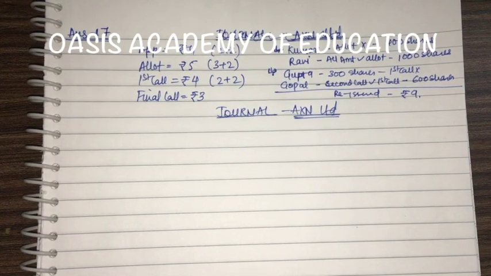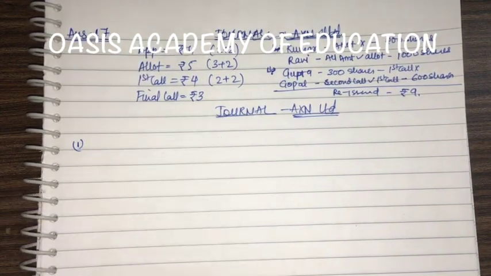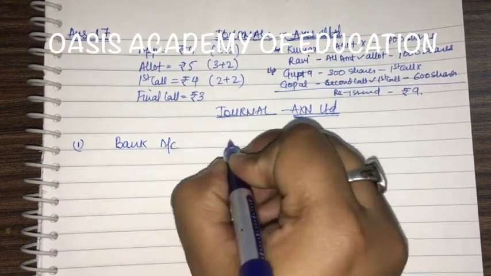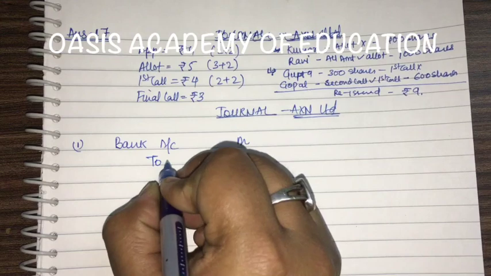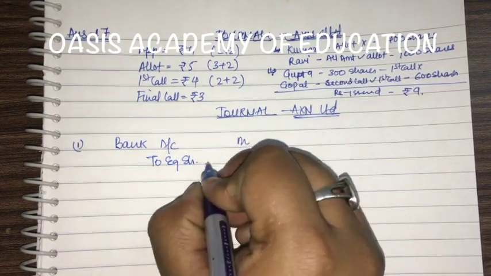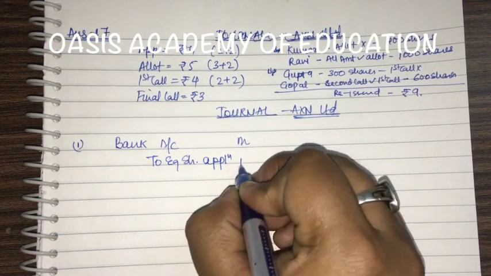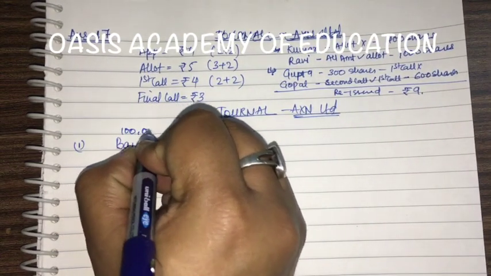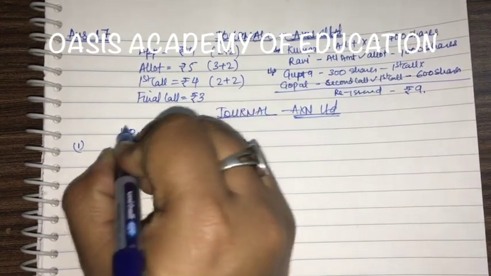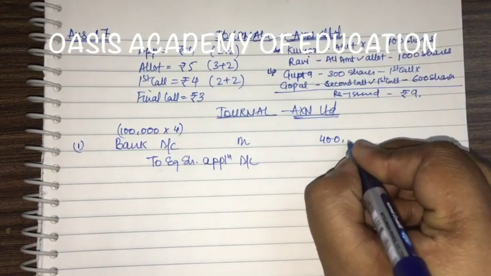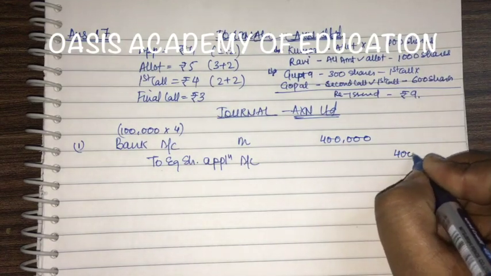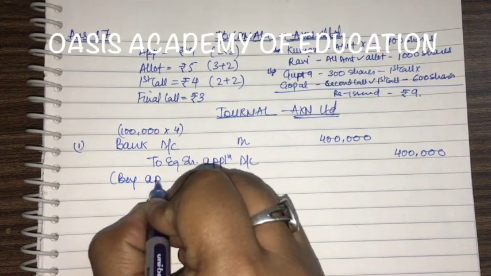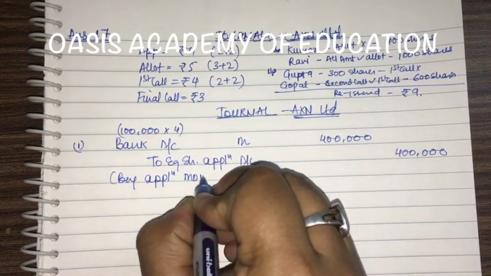Perfect. Let's move on. The first journal entry that will be passed will be bank account debit to equity share application account. The amount to be paid will be 1 lakh rupees into 4. That would be 4 lakh rupees. Being application money received.